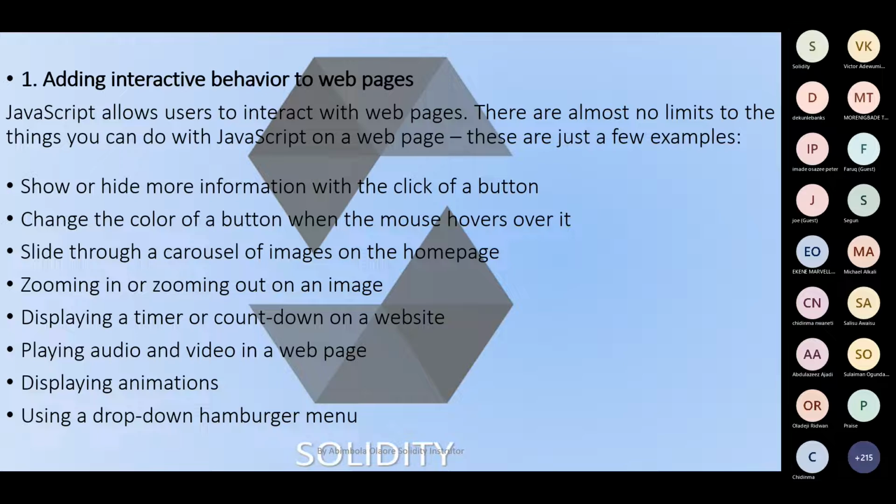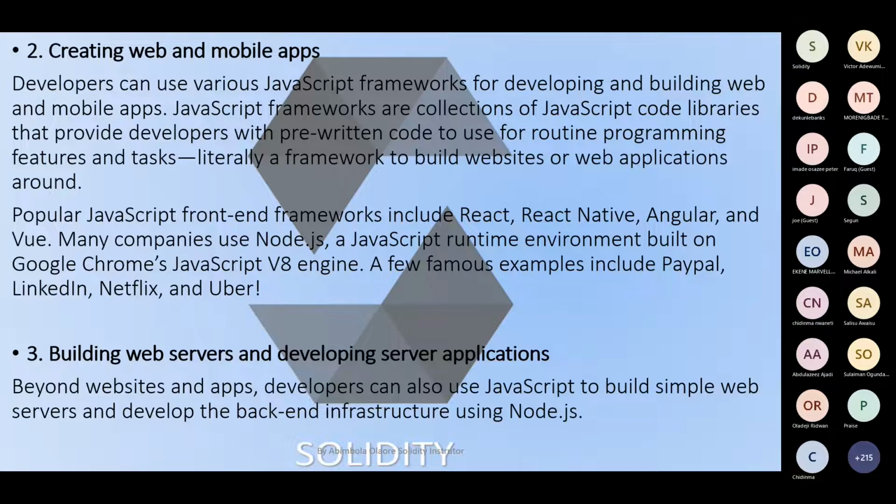Playing audio and video in a web page. Displaying animations and using a drop-down hamburger menu. Number 2, creating web and mobile apps. Developers can use various JavaScript frameworks for developing and building web and mobile apps. JavaScript frameworks are collections of JavaScript code libraries that provide developers with pre-written code to use for runtime programming.